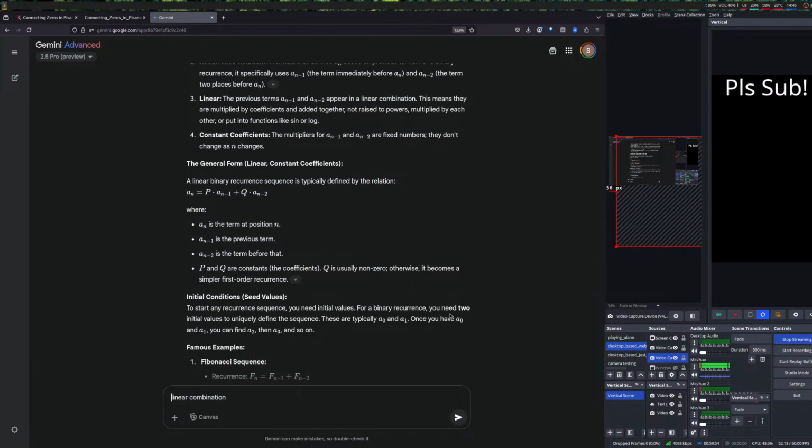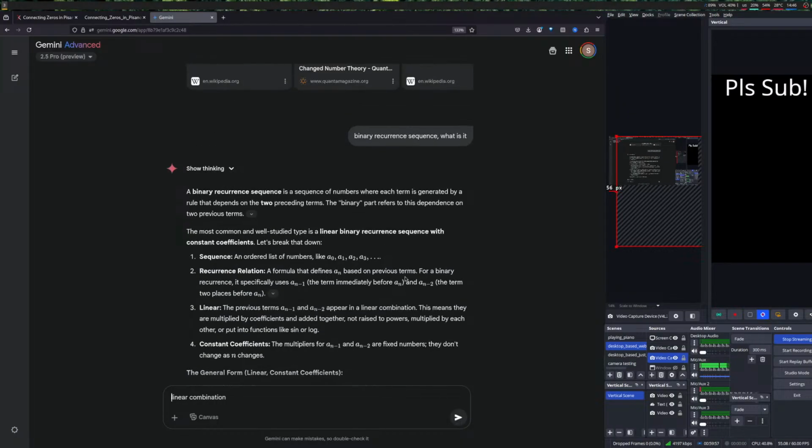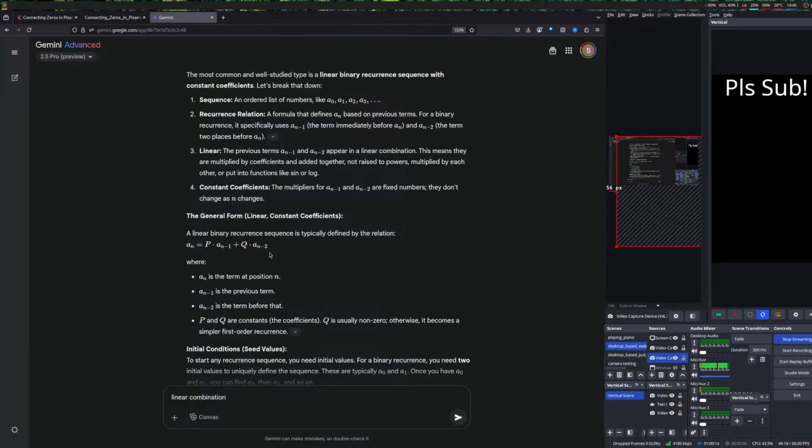But let's see. So yeah, the binary part refers to its dependence on two previous terms. The most common and well-studied type is a linear binary recurrence sequence with constant coefficients. So that's going to be something of this form. It's a linear combination of the two prior terms. So for the Fibonacci sequence, we have p equals 1 and q equals 1, and the starting terms are 0 and 1.